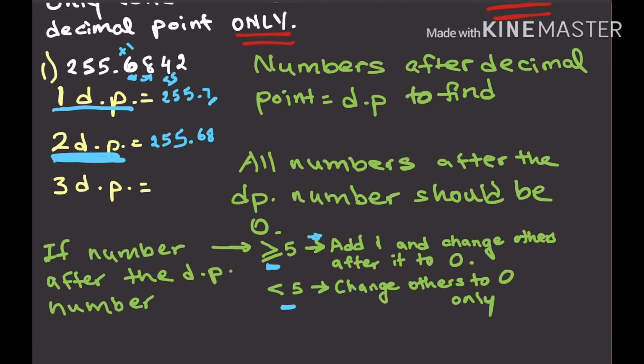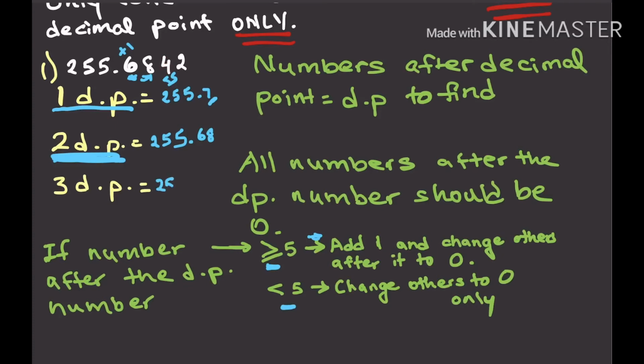Going to the final 3 DP, this time we'll be looking at 1, 2, 3, so the 4. The number right after it is 2, which is less than 5. So again, we will be looking at this category. It says the same thing, change others to 0 only. So everything after the DP number simply changes to 0, no addition, no subtraction. That's how easy this rule is. There is nothing else to remember or anything complex. So simply everything after the DP number, which is our 4, to 0.